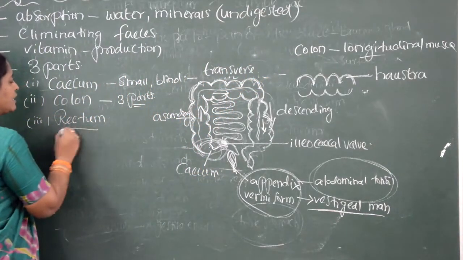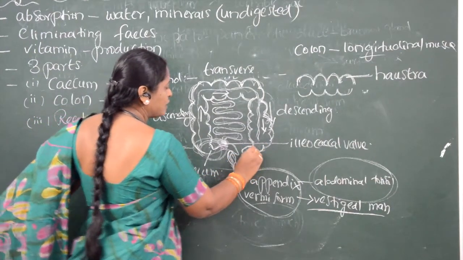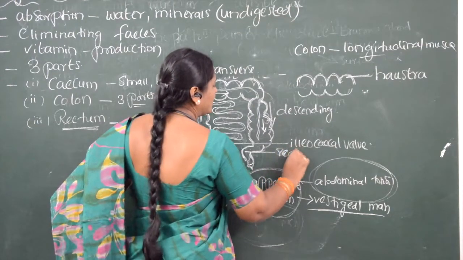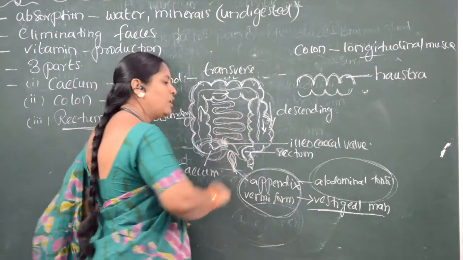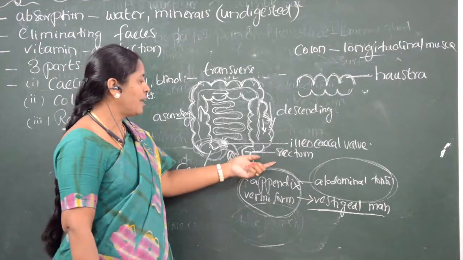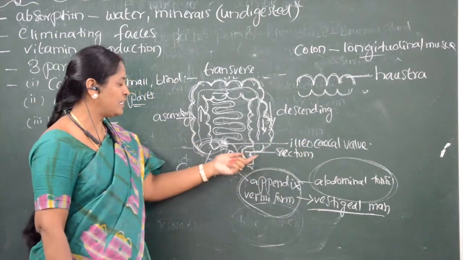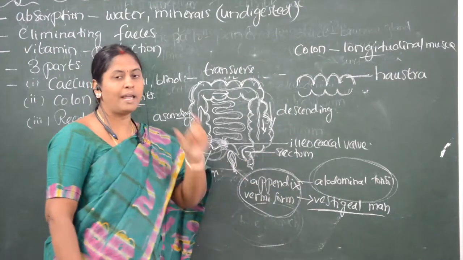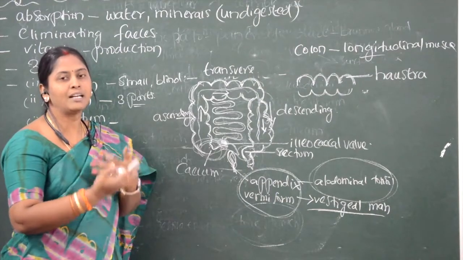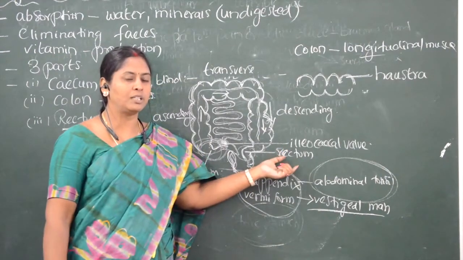The next part is called the rectum. Rectum is a small expanded tube which retains the undigested food material. The rectum is a small expanded part of the large intestine which stores the undigested food material for a little time, not for a long time, but for a little time.